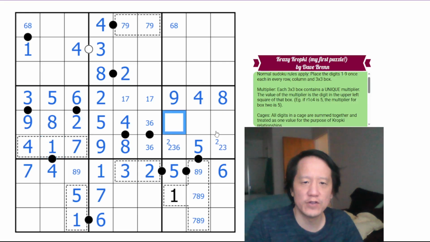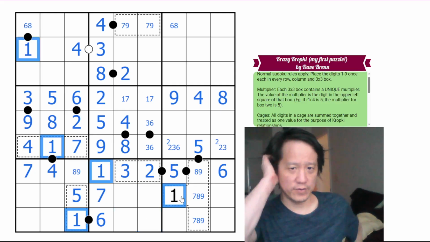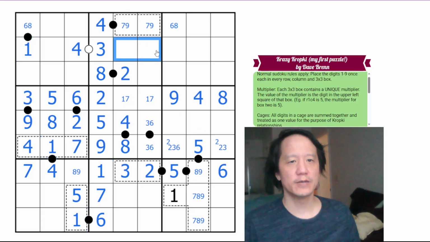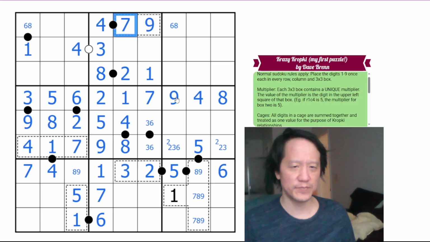And the rest we fill out with just normal Sudoku. So, how many 1s do we have? Okay, where is the 1 in box 2? Cannot be here, so this must be 1, which means this is 7, this is 1, this 7 eliminates 7 here, so it's 9 and 7.